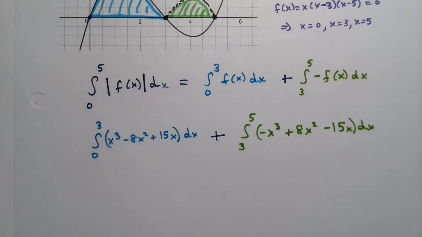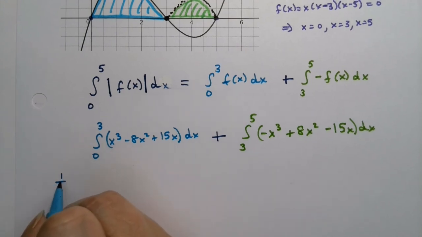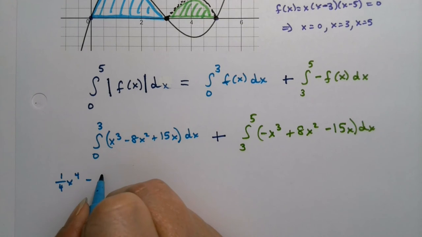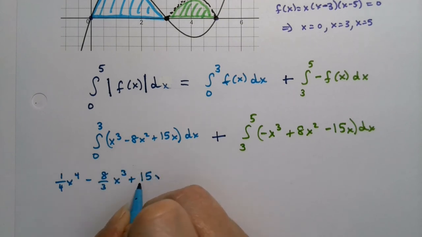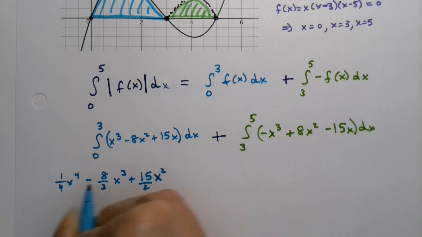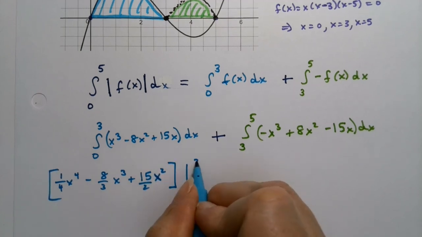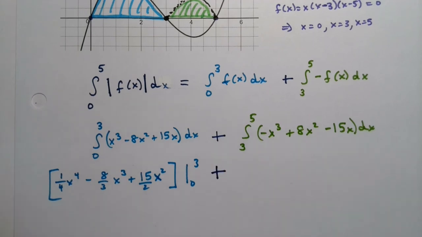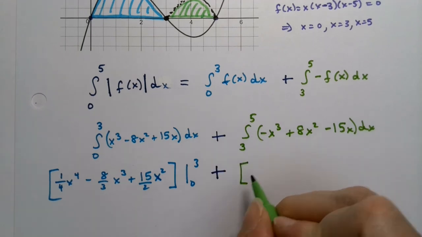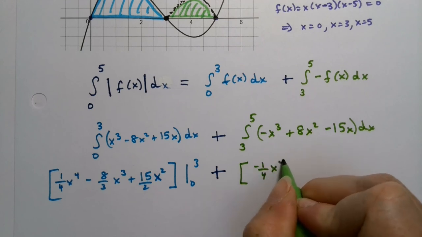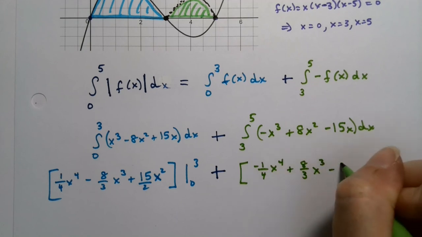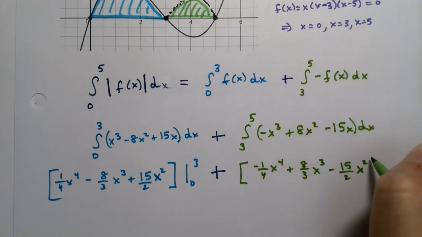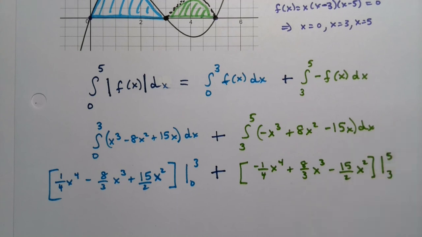Okay, so then I want to integrate each one of these. This would be 1/4 x to the 4th minus 8/3 x to the 3rd plus 15 halves x squared from 0 to 3, plus, and it'll be the same thing. It'll be negative 1/4 x to the 4th plus 8 thirds x to the third minus 15 halves x squared from 3 to 5.